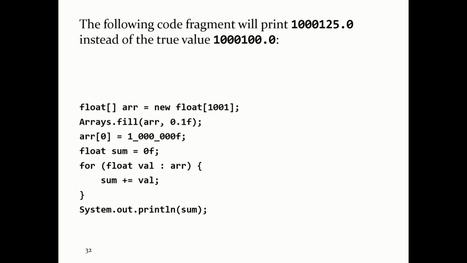Here's a simple example of when you can get something that's wrong. Here I'm going to take an array that has 1,001 elements in it. The first element is 1,000,000. The rest of the elements are 0.1. So I've got 1,000 0.1s. Add them all up in your head, you get 100. 100 plus 1,000,000 is 1,100,000. So that should be the result.